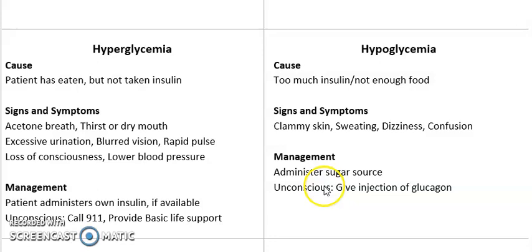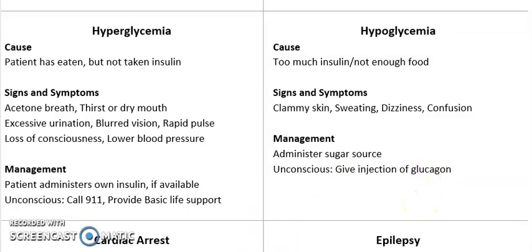And even if they're unconscious, we can just place something under their tongue or in their mouth a little bit. And usually that will work. We can give an injection of glucagon, usually the dentist would do that, which is technically a sugary substance to get their blood sugar back to normal.